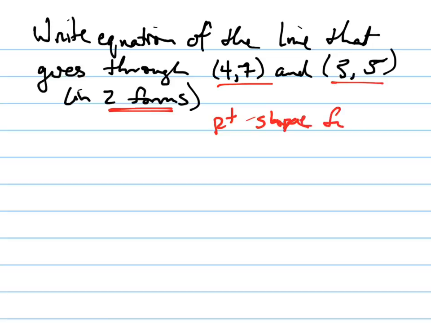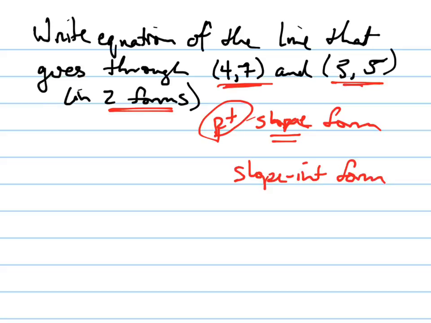Point slope form is the easiest. And we already have 2 points, so we already have half of our equation. We just have to find the slope. And then the other way that we're going to write it is in slope-intercept form, because that's the most popular form to write equations of lines in.